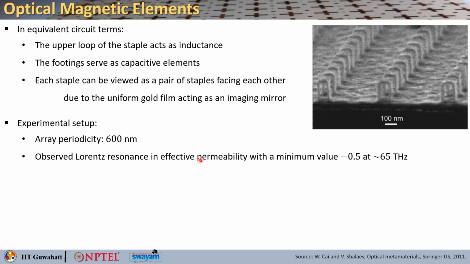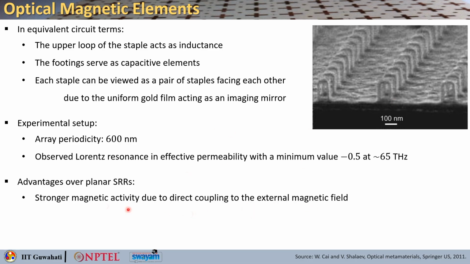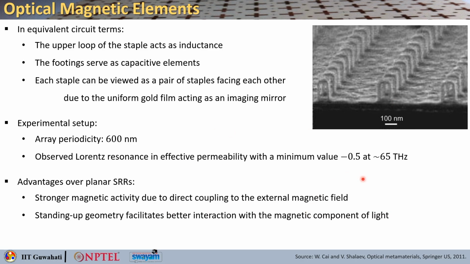Now, the experimental demonstration used an array periodicity of 600 nanometer, and a Lorentz resonance in effective permeability was observed, where a minimum value of minus 0.5 was recorded at 65 terahertz. What you can see is that the magnetic activity in this kind of nanostaple structure is much stronger than that of the planar split ring resonators that we discussed in the previous section, because the staples are basically standing up split ring resonators that can directly couple to the external magnetic field. Obviously, the standing up geometry facilitates stronger interaction with the magnetic component of the light.